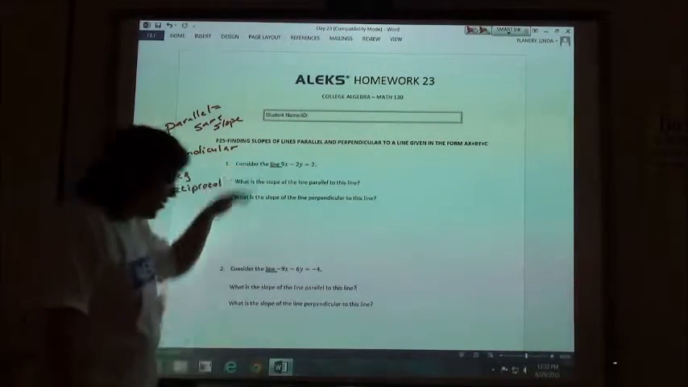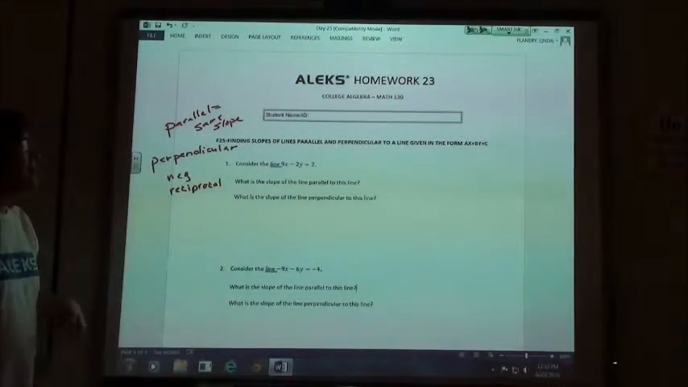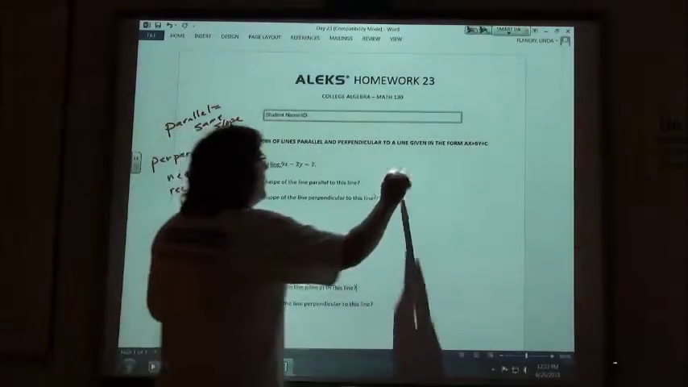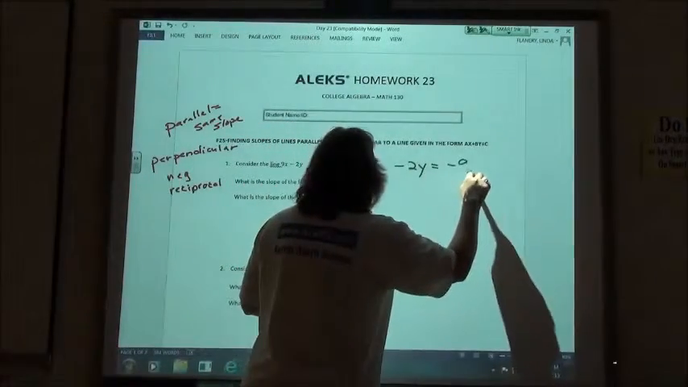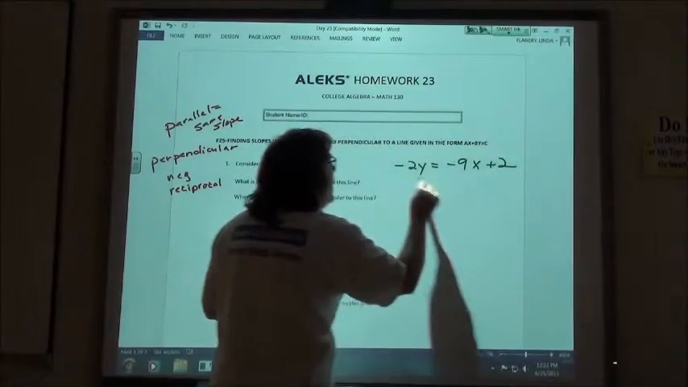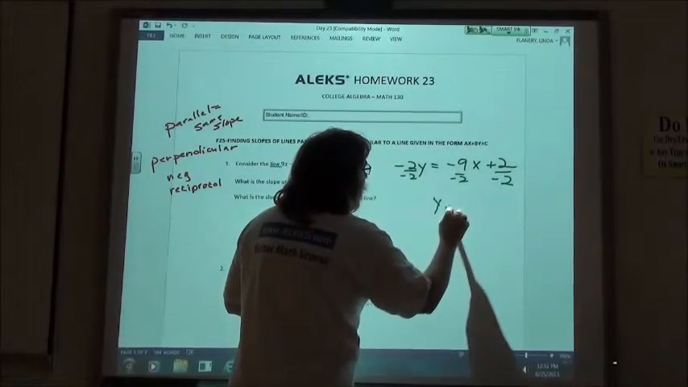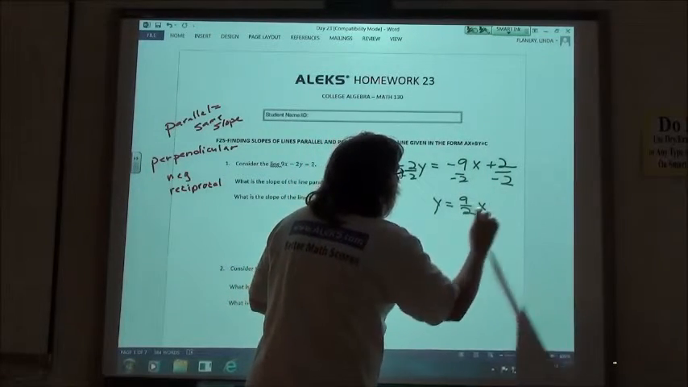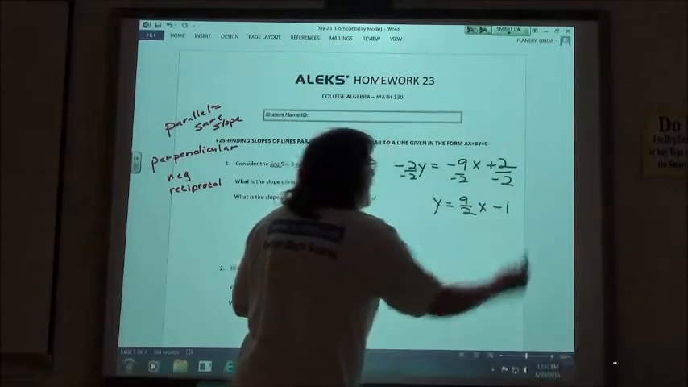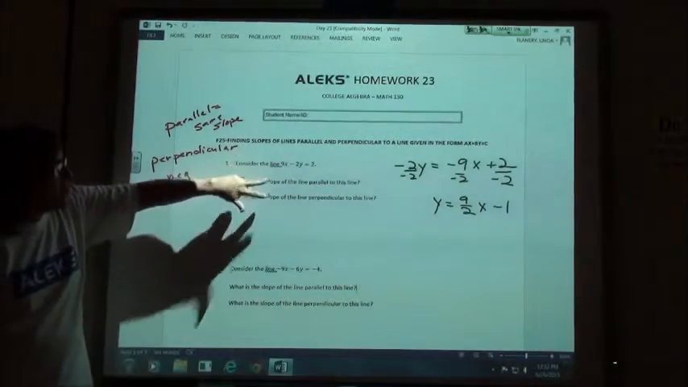So first thing, of course, they're going to make you do is rearrange and solve your equation for y. And so here we would have -2y equals, I got to move my 9x over, so -9x plus 2. I'm going to divide by -2. So y is going to equal a positive 9/2 x minus 1.